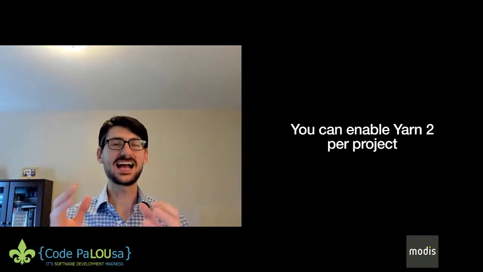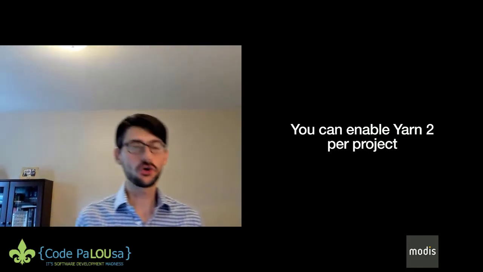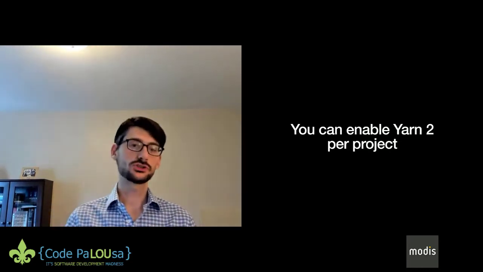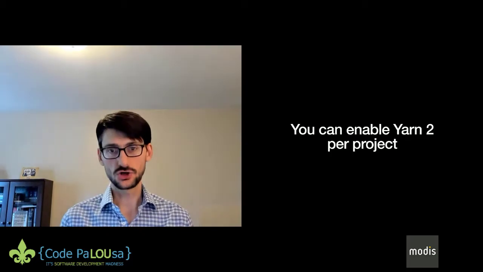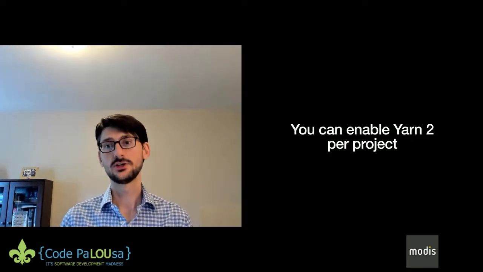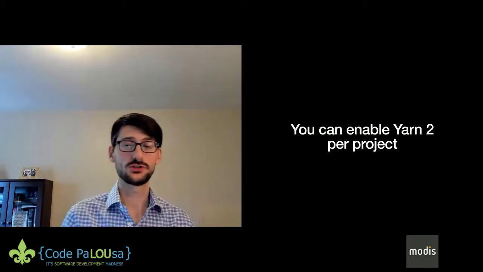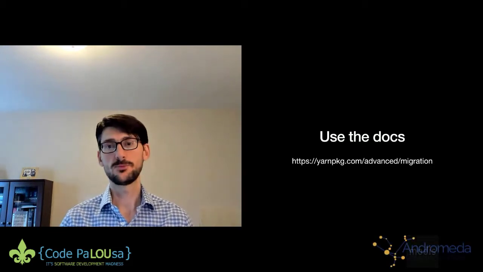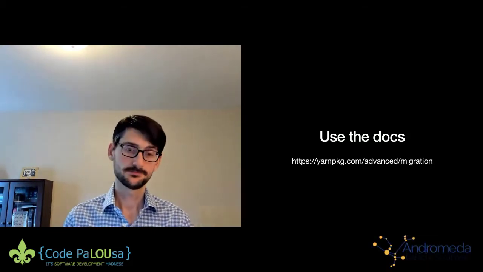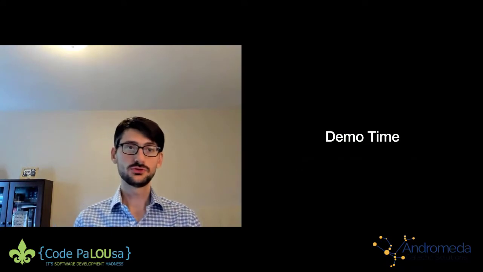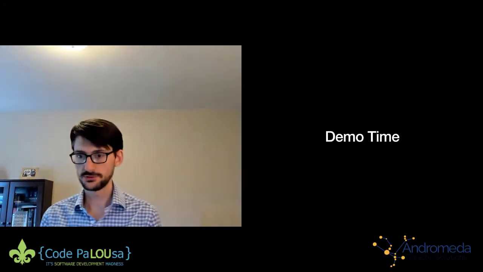This is fantastic. It solves all kinds of problems with version compatibility, and you should do it on all your Yarn projects today, regardless of whether you move them to Yarn 2 or not. When you do go to migrate, you definitely want to take a look at the docs. The Yarn migration docs have drastically improved over time, and they're very instructive and helpful when you encounter errors. All right, let's move into demo time and take a look at a couple examples.